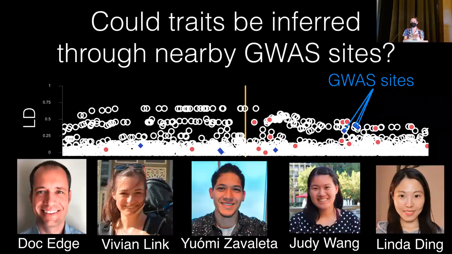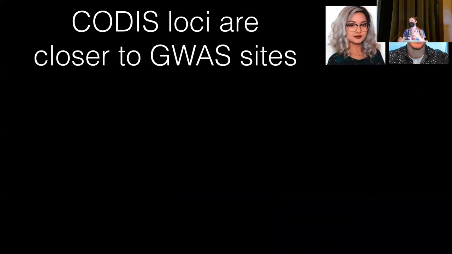And I'm very excited that we've been able to team up with Doc Edge, who is someplace in this room as well. He's back there. He doesn't want to stand up. And Vivian Link, who also gave a wonderful talk a couple days ago, and other students in his lab, Judy Wang and Linda Ding, and Yomi Zavaleta has again helped on this project. So we don't have solid results, but I'll give you a couple of our preliminary results that piqued our curiosity. Okay, so first we wanted to do some kind of just exploratory statistics.